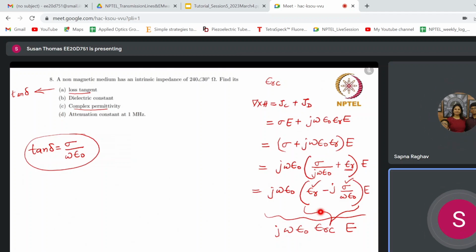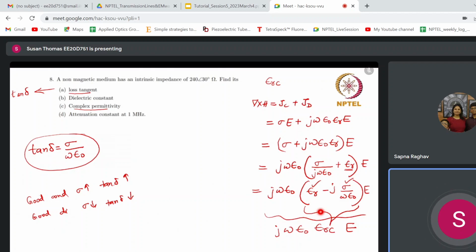Let's take this way. You have a good conductor. In a good conductor, sigma is going to be high. So what will tan delta be? Tan delta is going to be high in that case. But if it is a good dielectric, sigma is going to be small and tan delta is going to be small. So what is loss tangent? It's a kind of compromise between whether it is a good dielectric or a good conductor. If it has a smaller loss tangent, then it becomes a good dielectric. Hope that makes sense.